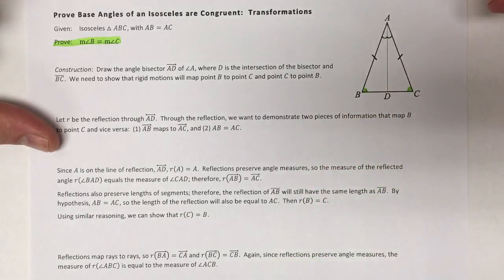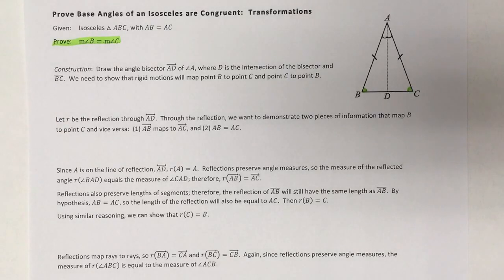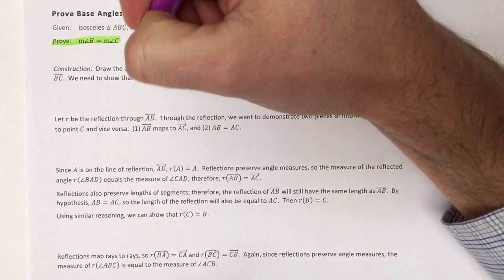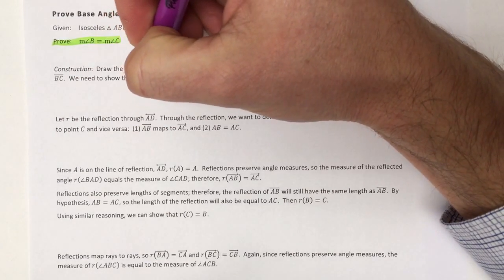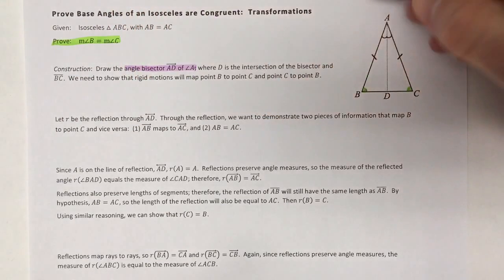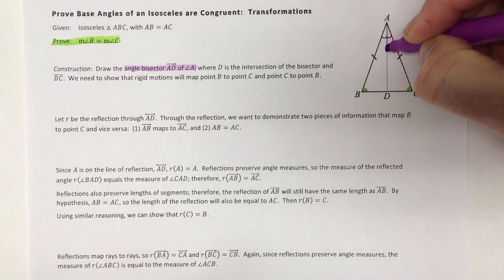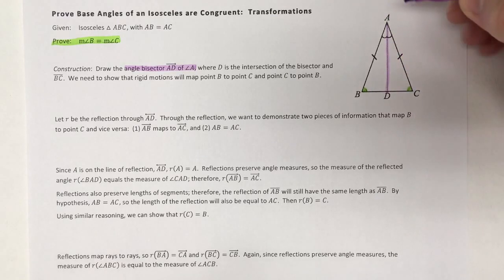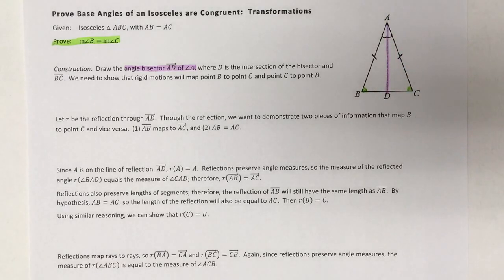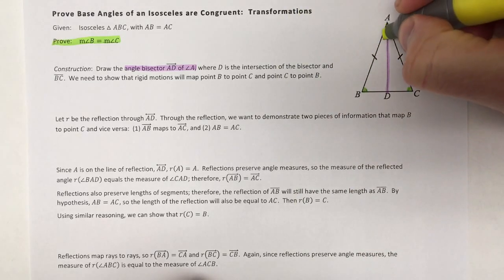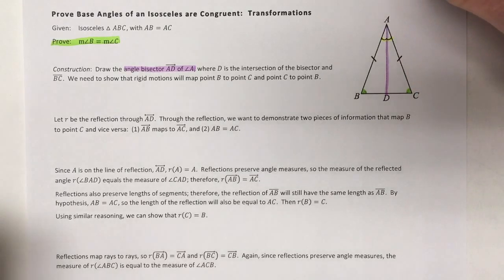The way they're doing it is they're going to construct an angle bisector AD. And as I'm looking at this, they've drawn this line, and the conclusion that you can make from that is that I have now two congruent angles. And that's going to matter. So I have this part here and that part there.